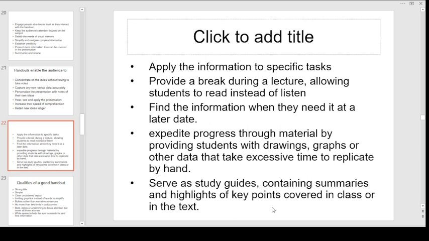It exhibits process through material by providing students with drawings, graphs, or other data that takes excessive time to replicate by hand. It serves as study guides containing summaries and highlights of the key points covered in class or in the text.